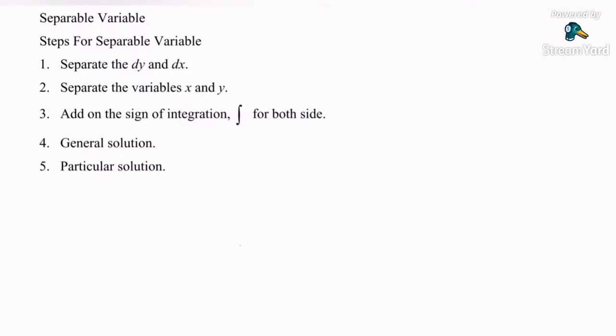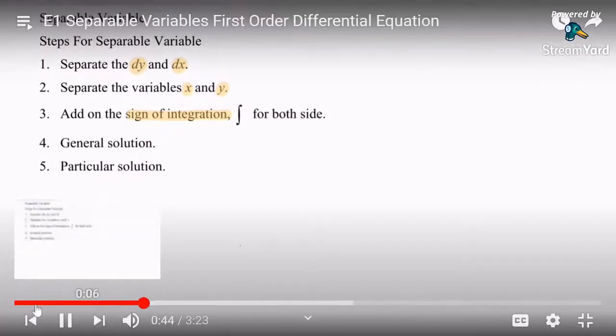Step for separable variable. Number 1, separate the dy dx. Second step, separate the variable x and y. Third step, add on the sign of integration for both sides. Number 4, find the general solution. Referring to the situation, find the particular solution.